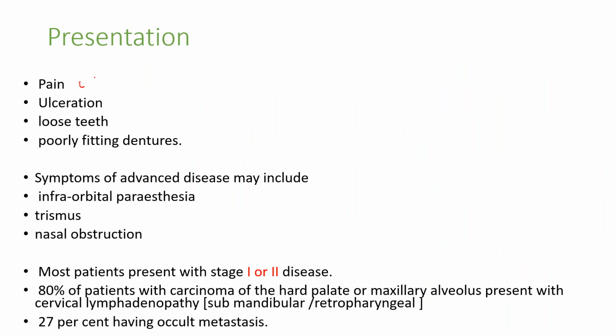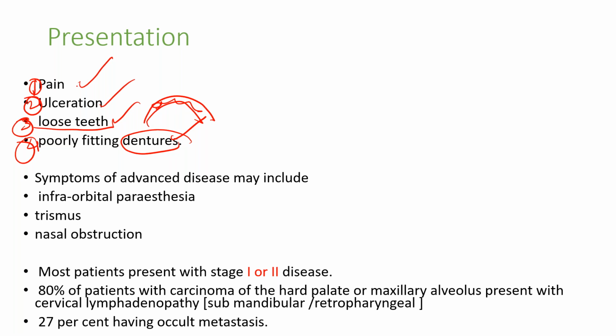They present with pain, number one. Number two, they present with ulcers. Number three, loose teeth. Number four, poorly fitting dentures in old people. Teeth are loosened because the alveolus is involved; ulcer can be there, and pain can be there.